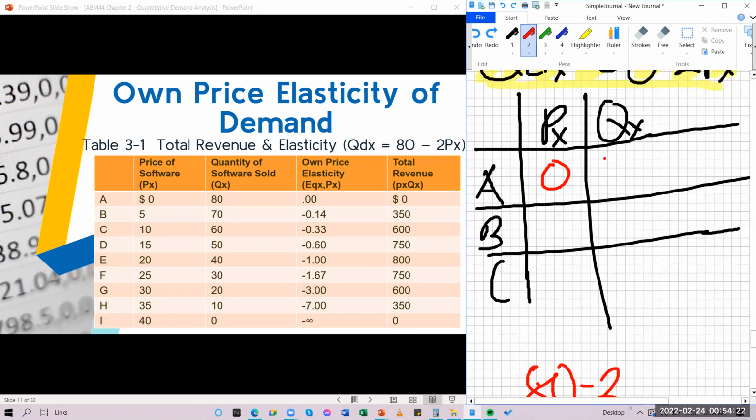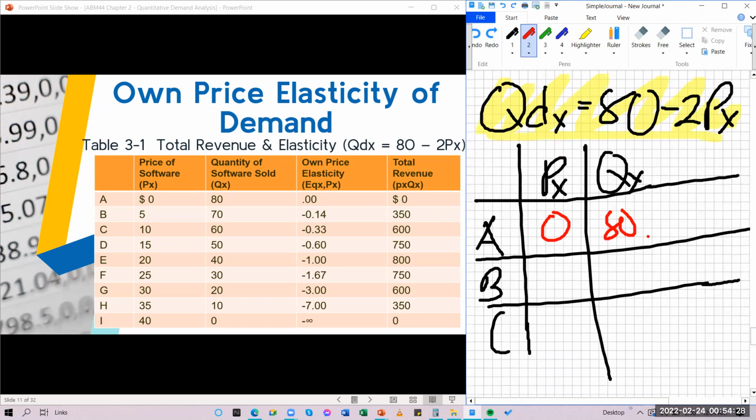So again, for a price of zero, we will have a quantity demanded of this good X as 80. So 80 minus 2 times 0, we have 80. While next, we have 5. For example, the price is 5. So 5 multiplied by 2, we have 10, 80 minus 10, we will have 70. So it goes the same with this one. So it is 70. So that is for quantity. So quantity of software sold would be 70. So it is the same as in the graph.